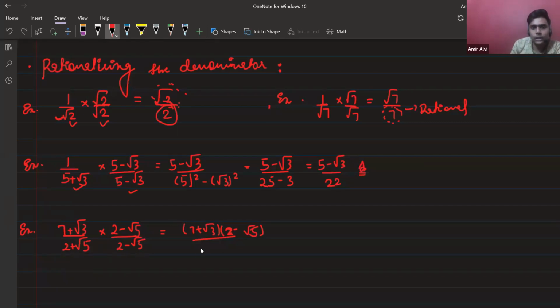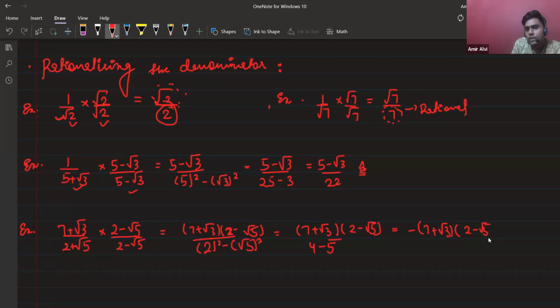Now this is 2 square minus root 5 square, Simrat. So 7 plus root 3, 2 minus root 5 divided by 4 minus 5. Yes or no, Simrat? 2 2s are 4 and square root of 5 is 5. So negative 1 will be left. So we can write it as negative of 7 plus root 3, 2 minus root 5.